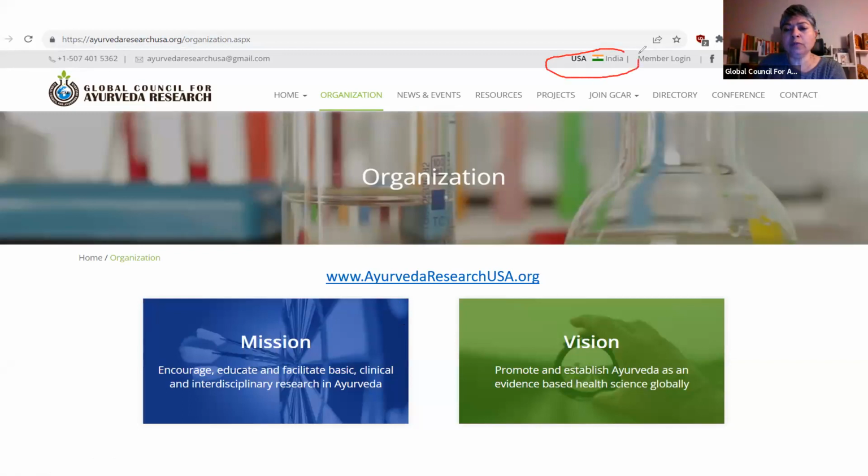As you can see here at the top of the screen, there is an India flag and there is a USA tab. So depending on whichever country you are checking out the website from, you can either click on USA or India and check out every tab. If you can become a member, it is very, very nominal to join as a member. You will get access to many additional resources on the website.